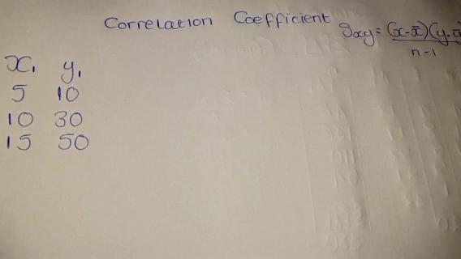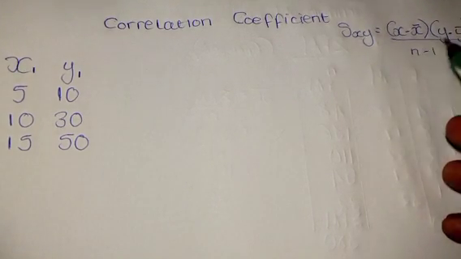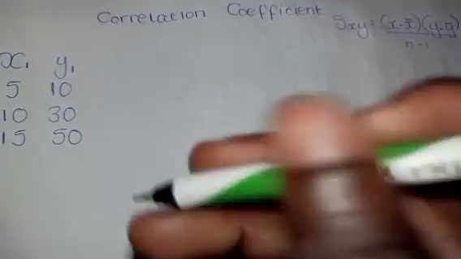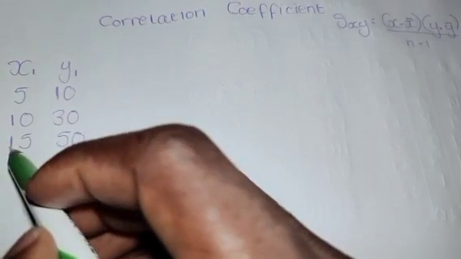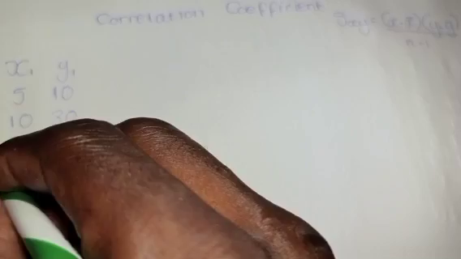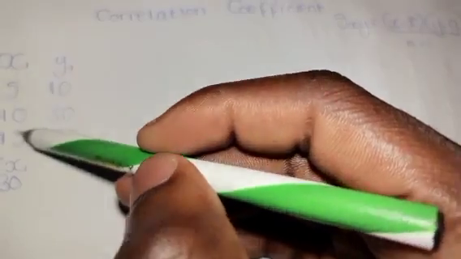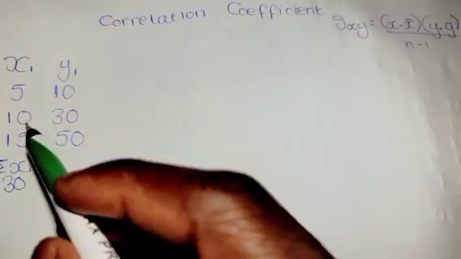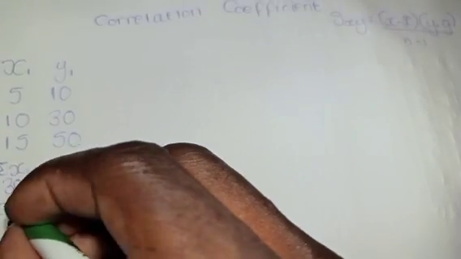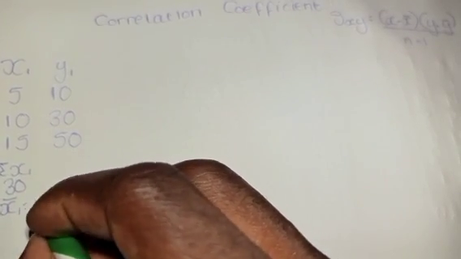Now that we know the formula used for the correlation coefficient, for us to be able to calculate this, we need to find the values of the sum of x. Remember, the sum of x is just the summation of these: when you add 5 plus 15, you get 20, plus 10, you get 30. So the sum of x is equal to 30. Then you realize there are only how many numbers? There are only 3 numbers. So you divide this 30 by 3, and you get 10. So the mean of x is 10.